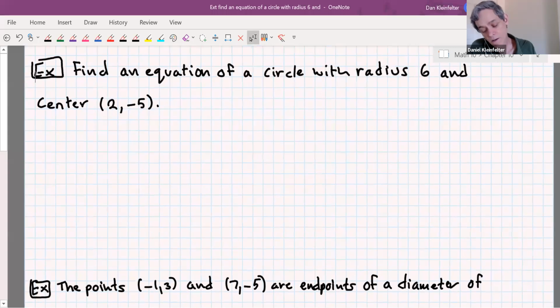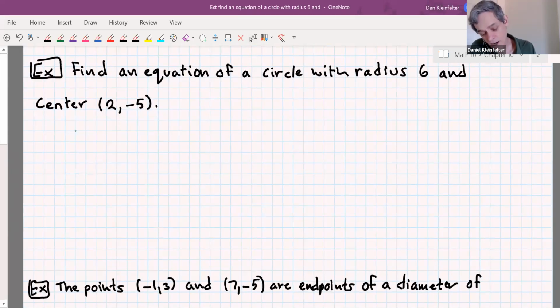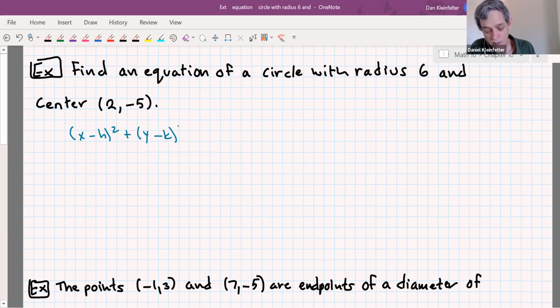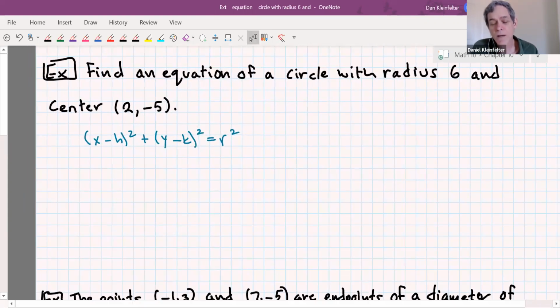So the equation of the circle with radius 6 and center (2, -5). What I'm going to do is start by writing down the equation of any circle. So x minus h squared plus y minus k squared equals r squared. I like to do that partly because I'm showing you this, but also I think it's a good idea to write down the equation every time that you use it. That helps you remember it. It also helps you put the right things in the right places because I'm going to be putting the things directly below, like the k and the h and the r, as they appear in the formula.